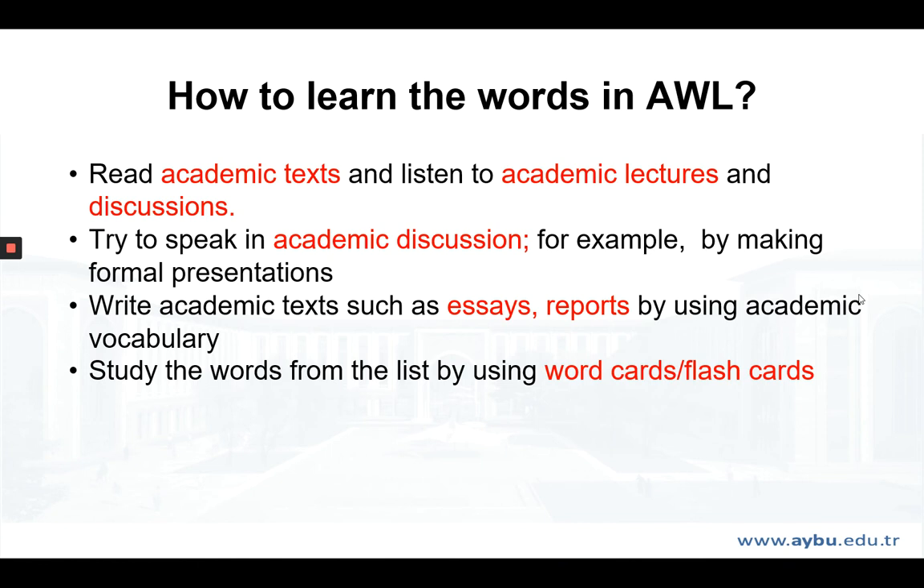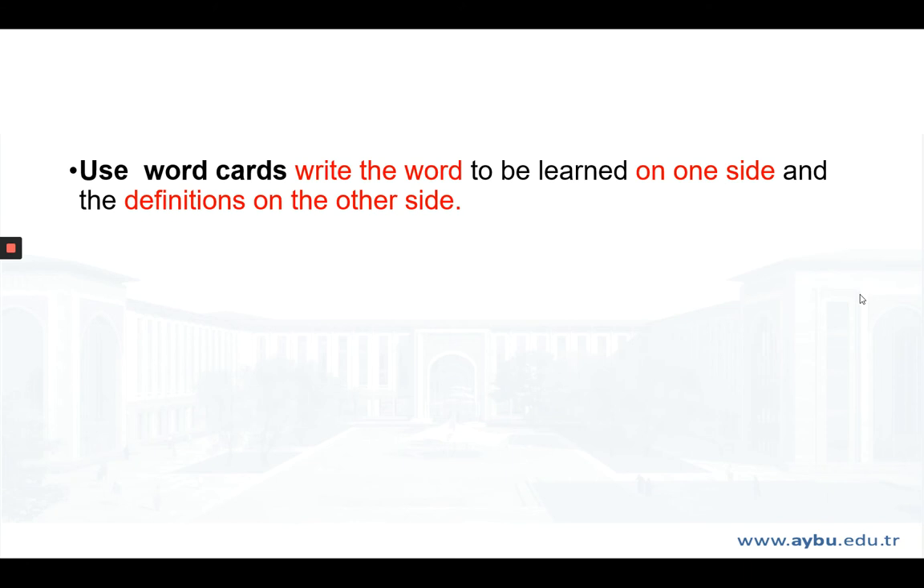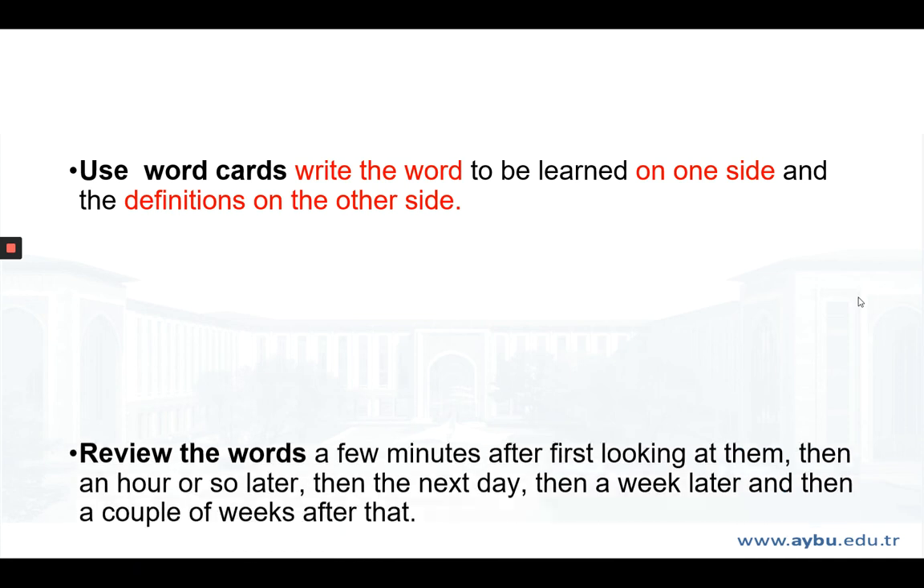Study the words from the list by using word cards or flashcards. What is a word card? It's a card. On one side, the word is written. On the other side, the definition of the word is written. Sometimes you can write an example sentence under the definition. It is more practical to carry with you. I mean, carrying a vocabulary notebook may not be practical, but carrying a word card is much more practical. You can carry these cards with you wherever you go and study the words from the cards.